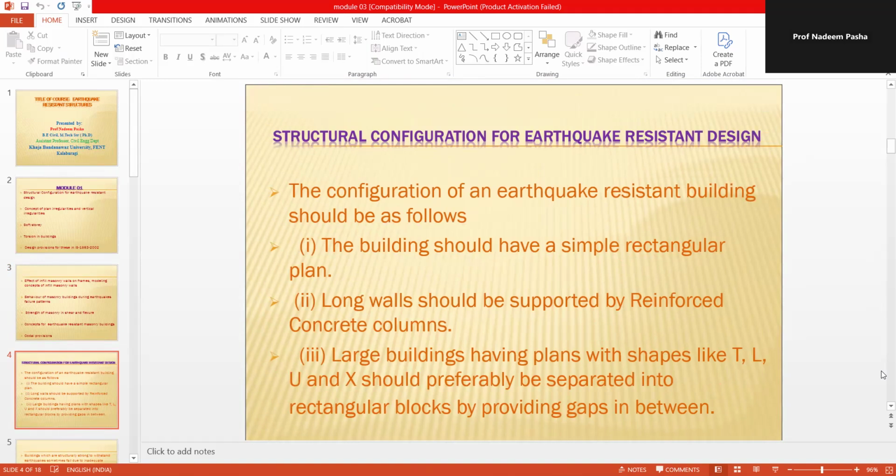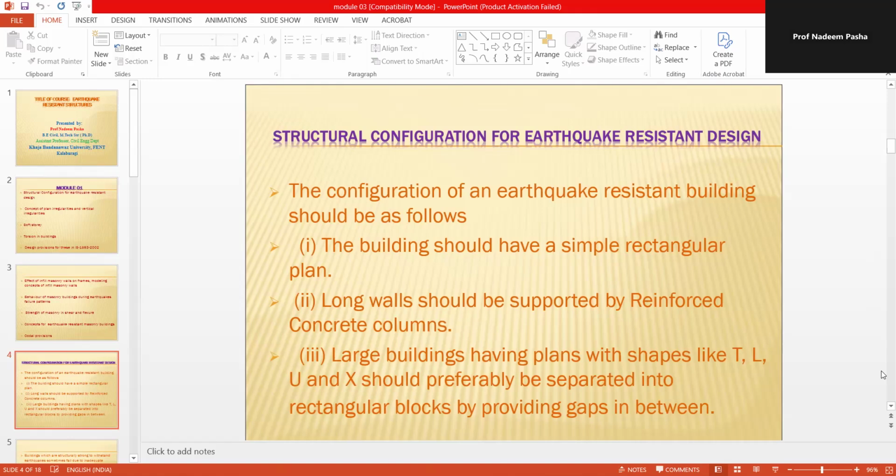The configuration of an earthquake resistant building should be as follows. How should be the structural configuration of an earthquake resistant building that we are going to study? The building should have a simple rectangular plan. It is the first condition. Normally we are using rectangular plan only, but in some cases due to aesthetics we will modify the plan, but it should be rectangular and simple.